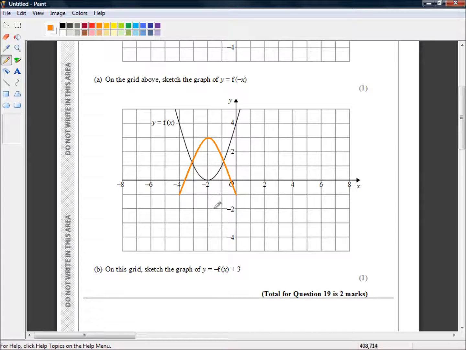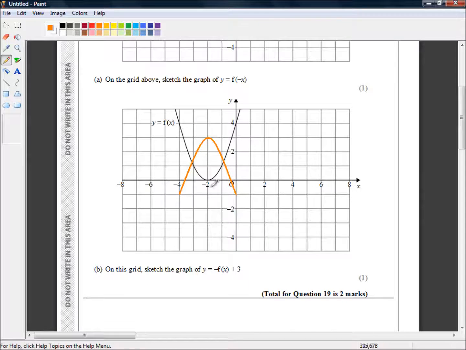But it's not y equals negative f of x that we need to plot. It's y equals negative f of x plus 3. So we've got to take this whole graph and shunt it up 3 units. So instead of crossing the y-axis at negative 4, it'll cross the y-axis at 0, negative 1. And instead of the point being at negative 4, negative 4, it'll be negative 4, negative 1.